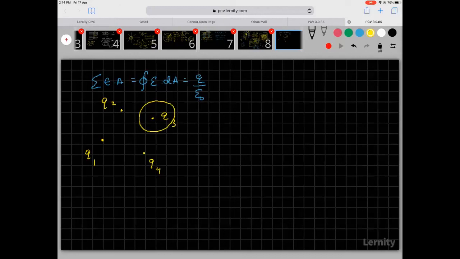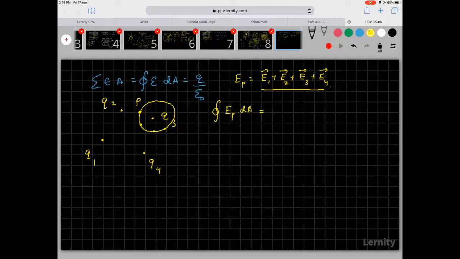Will you agree that at all points on the sphere, E is equal to E1 plus E2 plus E3 plus E4? That is the principle of superposition. Net electric field at any point is the vector sum of individual electric fields. So here I put the vectors if that makes you happy. So the electric field at any point on the sphere is going to be equal to the vector sum of this.